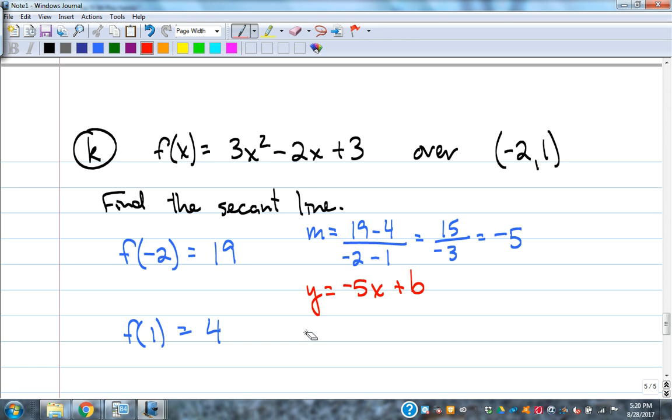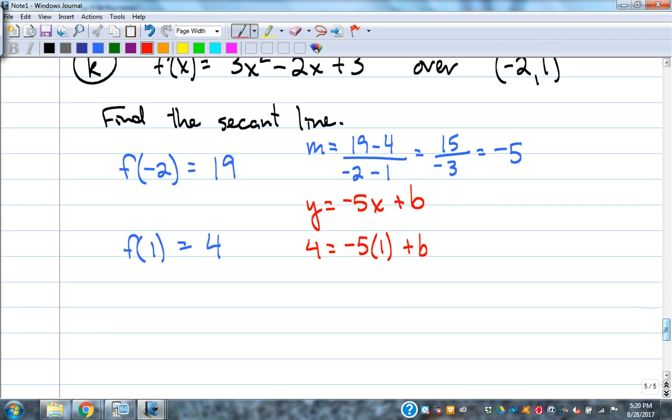So y is 4, x is 1, I'm finding b. It's -5 plus b is equal to 4. I would add 5 to both sides. 9 is equal to b. So my secant line is y equals -5x plus 9.